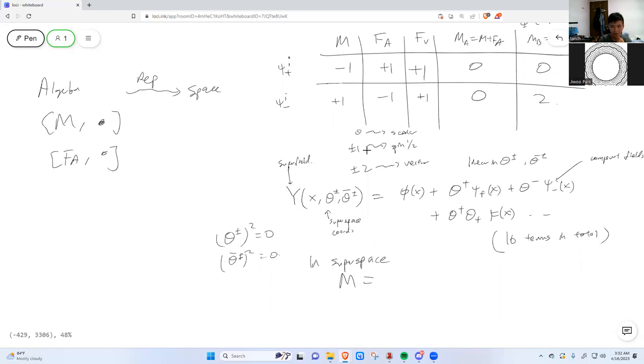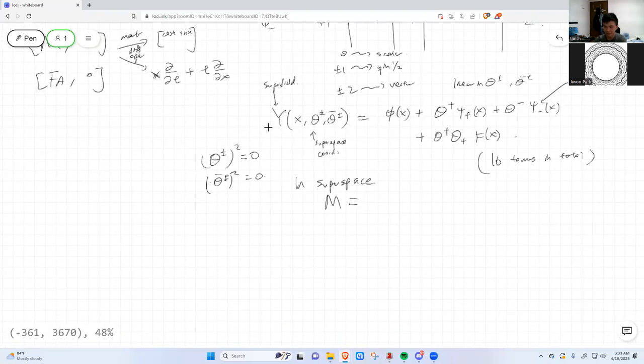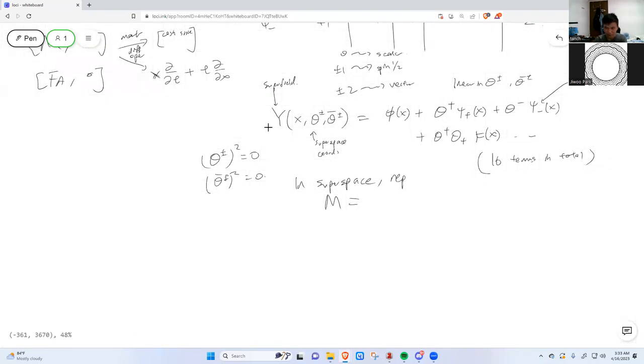For example, Lorentz could be represented as a matrix, right? It could be represented as a matrix with the cosine and the sine thing. So this would be the matrix representation, or it could be represented as a differential operator, which would be all your partial derivatives with time and whatnot. So this would probably be something like that. So in superspace coordinates, the representation of these Lorentz generators and R symmetry generators are given as something like that.